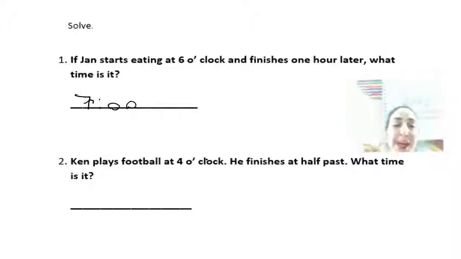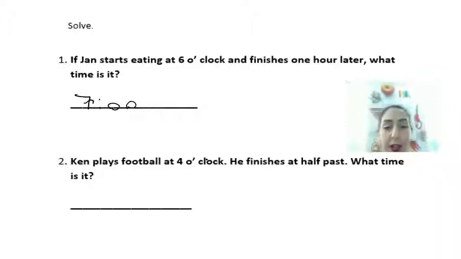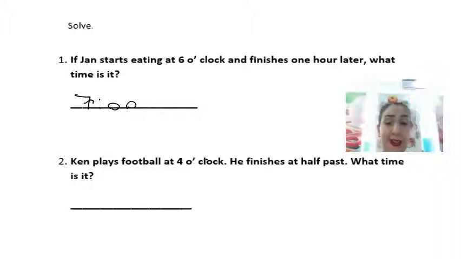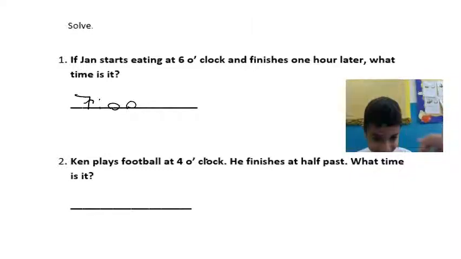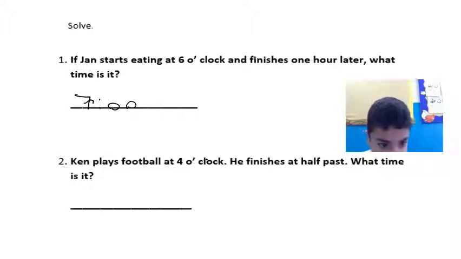Number 2, Ken plays football at 4 o'clock. He finishes at 1/2 past. What time is it? You, because you look like you're about to burst if you raise your hand any higher. So if he starts at 4 and he finishes 1/2 past, what time is it? 4:30.